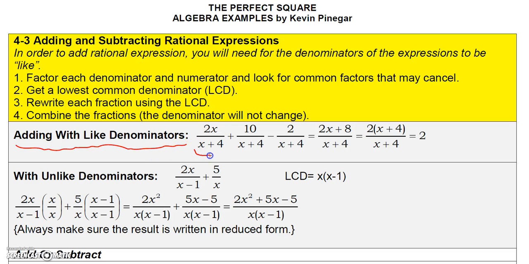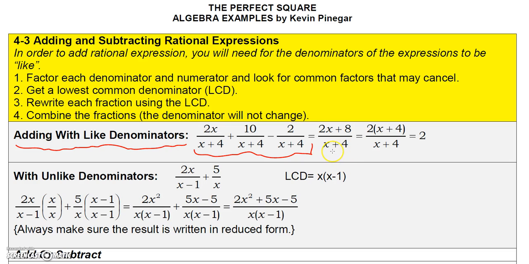Here I've got three rational expressions. 2x over x plus 4 added to 10 over x plus 4 and then minus 2 over x plus 4. Now, since these all three have the same denominator, then I can just combine the numerators, 2x plus 10 minus 2. And of course, when you do 10 minus 2, you get 8. So that's just going to be 2x plus 8 for the numerator. And then the denominator is just the single denominator, x plus 4.